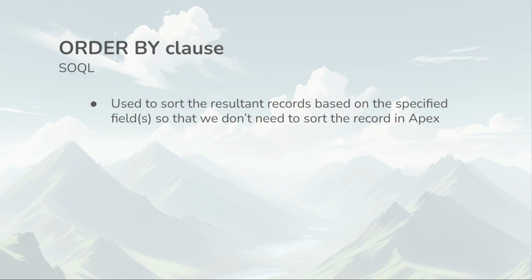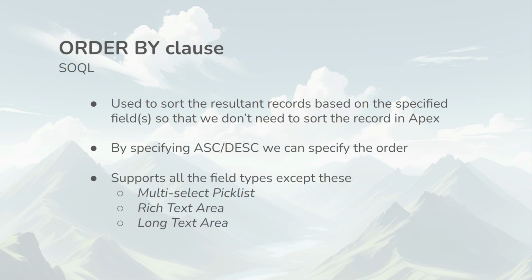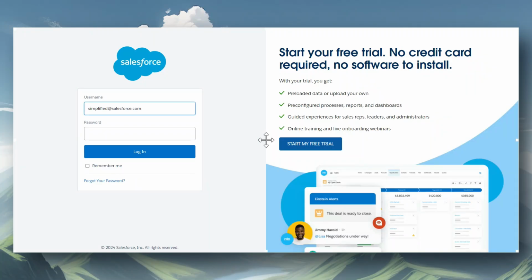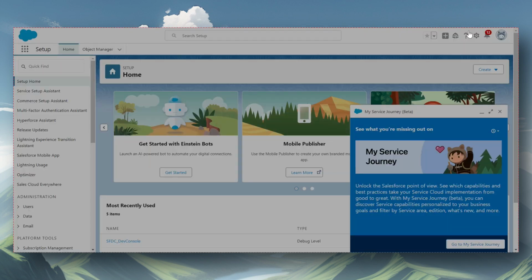The order by clause is used to sort the resultant records based on the specified fields so that we don't need to sort the records in Apex. By specifying the keywords ASC or DESC, we can specify the order. The order by clause supports mostly all the field types in Salesforce except these: multi-select pick list, rich text area, and long text area. So let's try this out in the developer console.